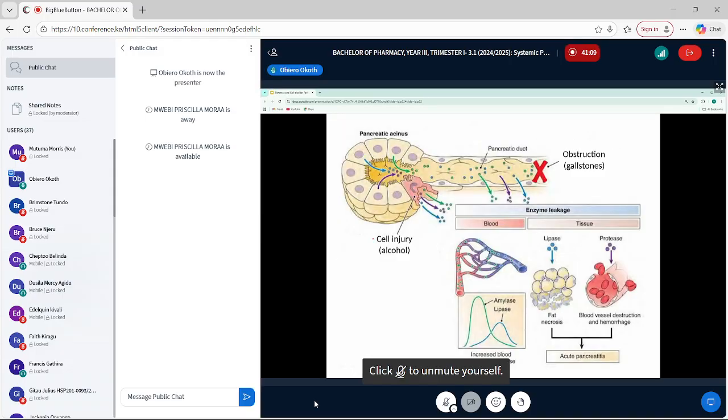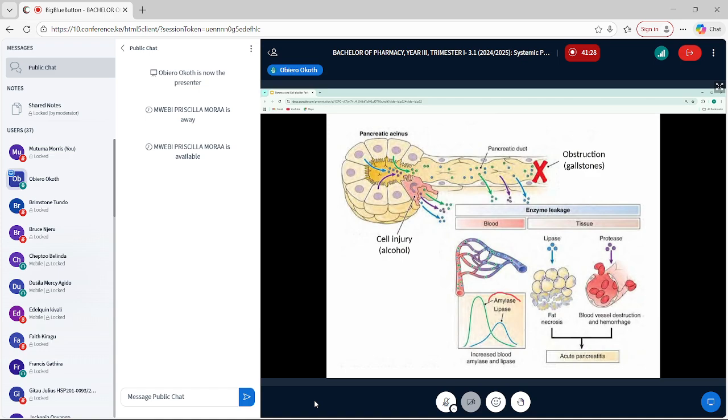Okay. So we are saying that you can have cell injury, like from alcohol, or you can have pancreatic duct obstruction, like in a gallstone. And what ends up is your enzyme leakage. And then with enzyme leakage, part of these enzymes can destroy the blood vessels. Part of them will leak into the bloodstream.